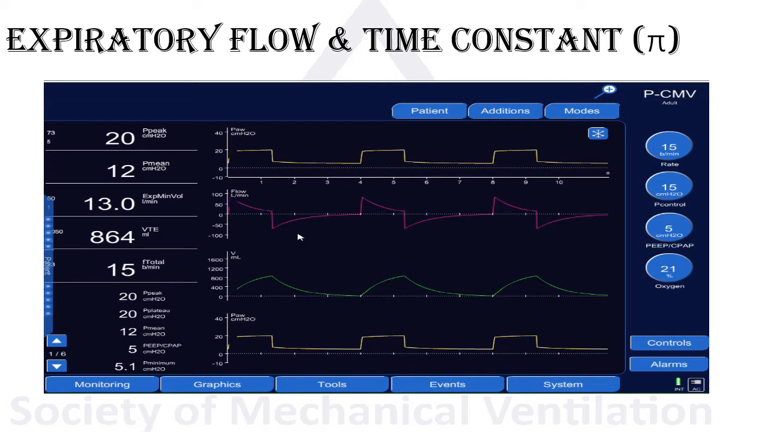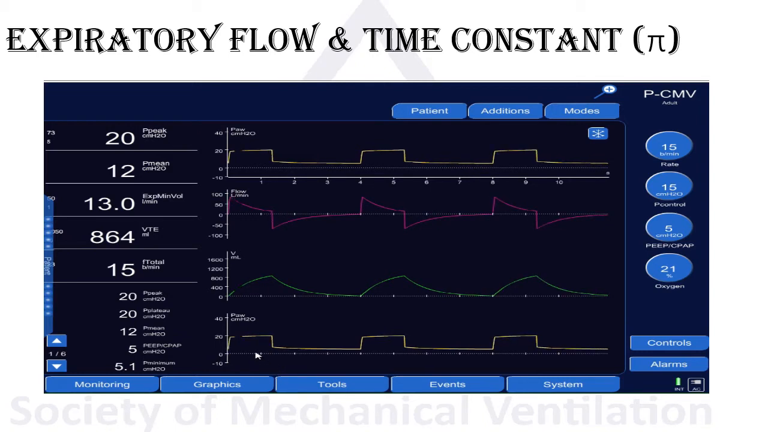So if you notice in this example, the expiratory flow is about minus 60 liters, and we said the time constant will be almost 0.7 second. So exhalation here is almost 2.5 seconds. So that's almost 4 time constants, and that's why the expiratory flow goes back to baseline or almost zero before the next inspiration starts.